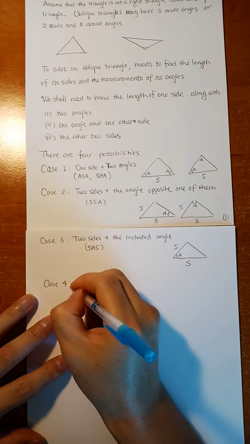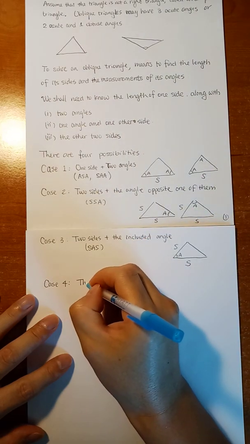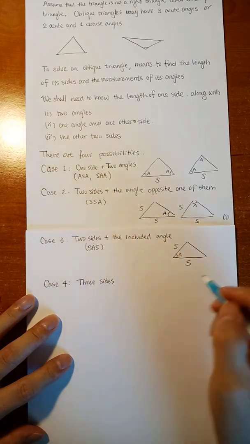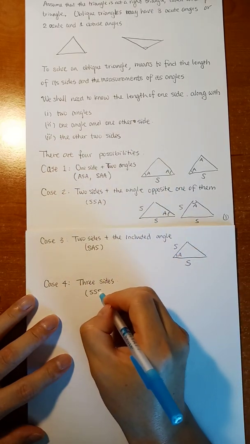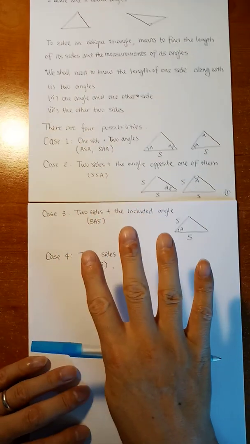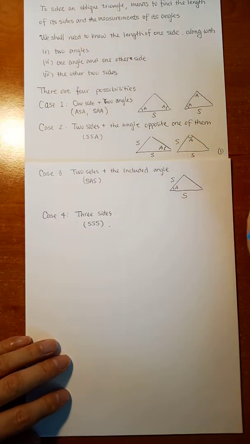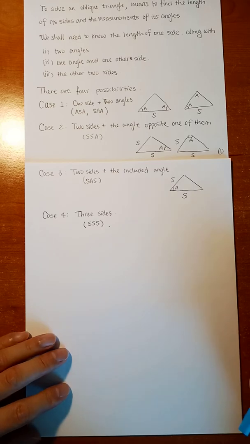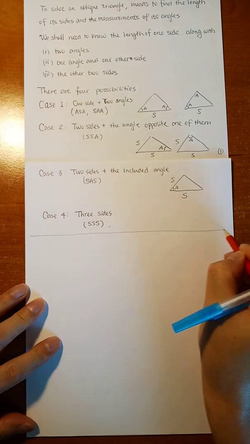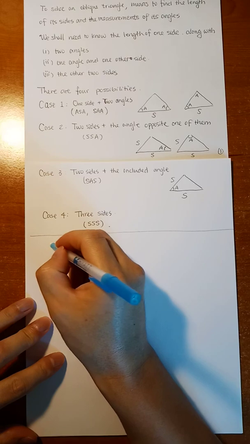Case 4: you don't know any angle, you just know three sides. We call it SSS. So we have four different cases to solve oblique triangles. Okay, so that's a general discussion. Next, let's talk about the law of sines.